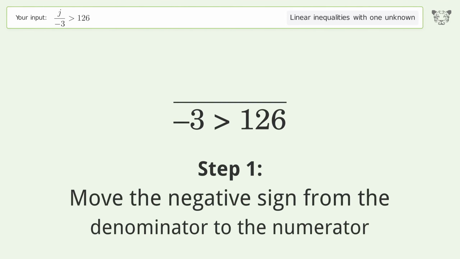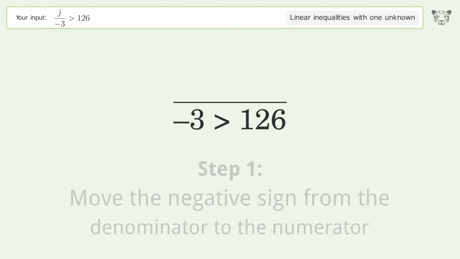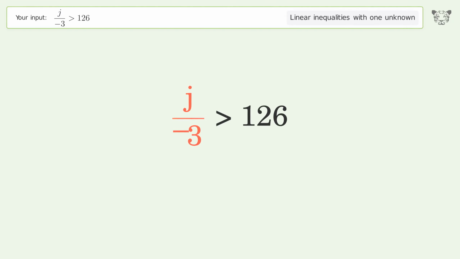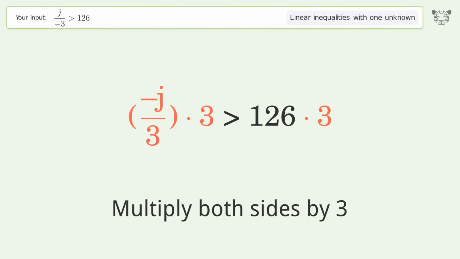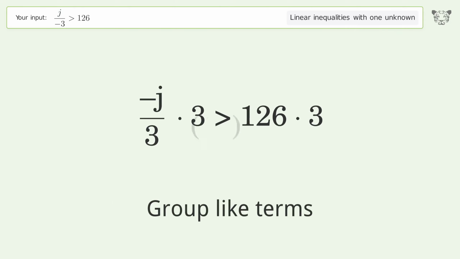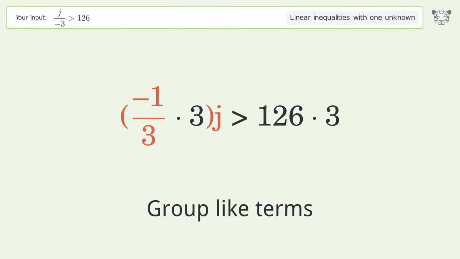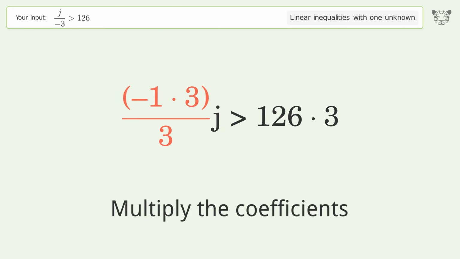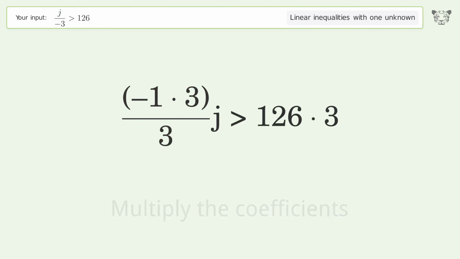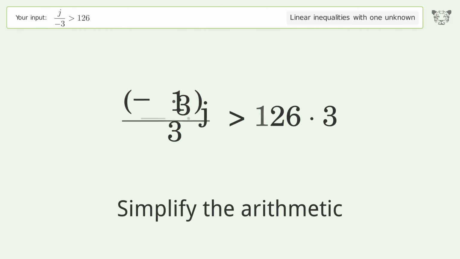Move the negative sign from the denominator to the numerator. Isolate the j. Multiply both sides by 3. Group like terms. Multiply the coefficients. Simplify the arithmetic.